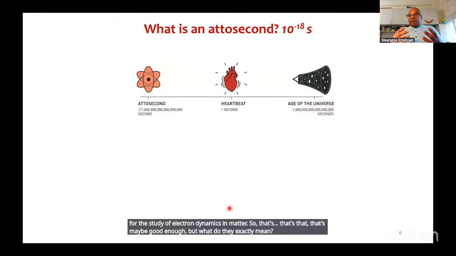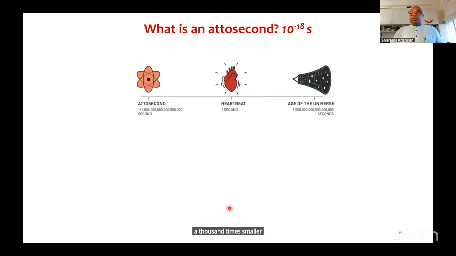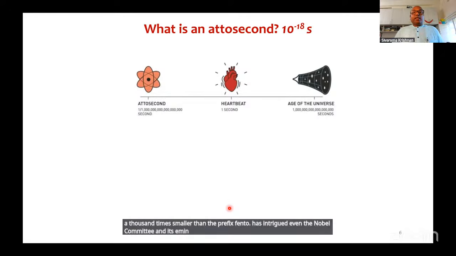Let's take a step back and ask, what do we mean by ultrafast? And it seems that the word atto, which is 1,000 times smaller than the prefix femto, has intrigued even the Nobel Committee and its eminence. So, what is an attosecond?